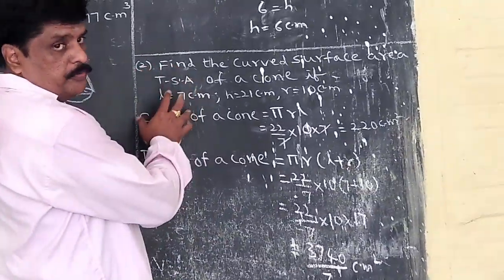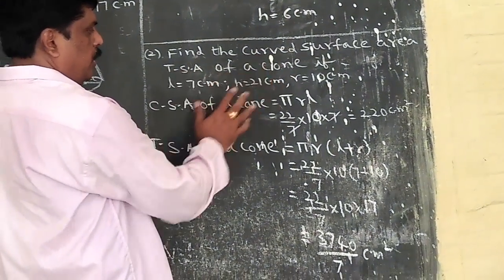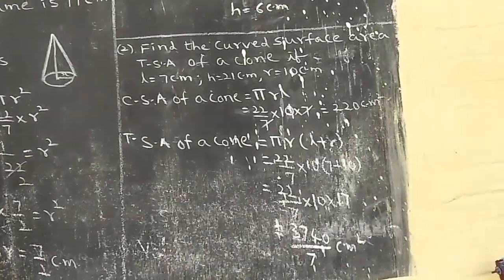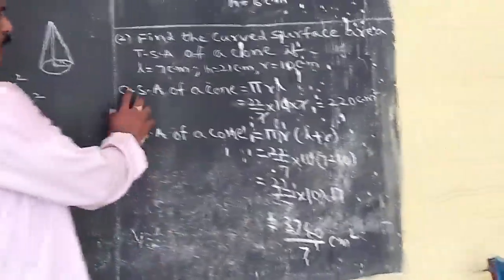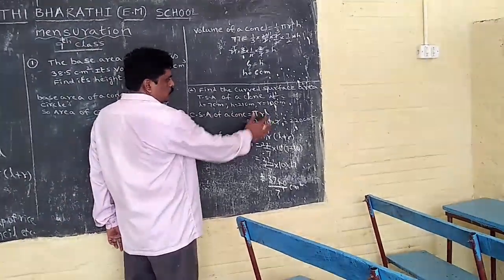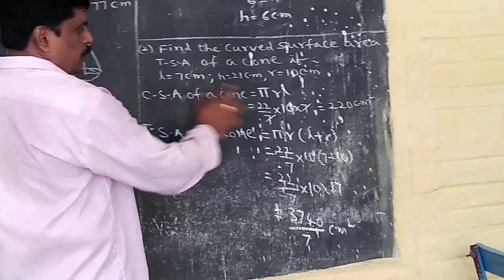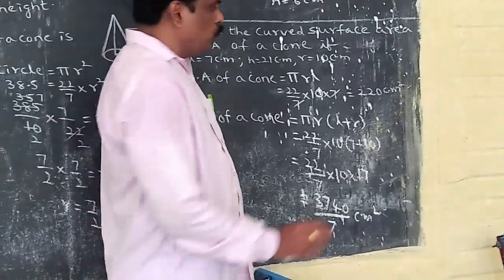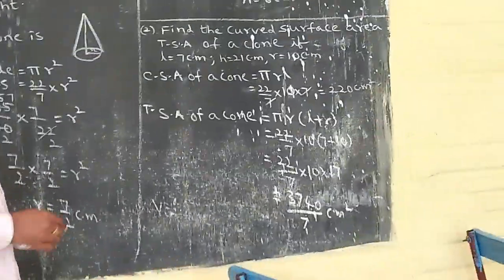I have given another sum for you here. Find the curved surface area and the total surface area of a cone, if L is equal to 7 centimeters, H is equal to 21 centimeters, and R is equal to 10 centimeters. Curved surface area of a cone is pi r L. So pi is 22 by 7, R value is 10, and L value is 7. 7 and 7 is cancelled. 22 into 10 is 220 centimeters square. So we get the curved surface area of a cone is 220 centimeters square.